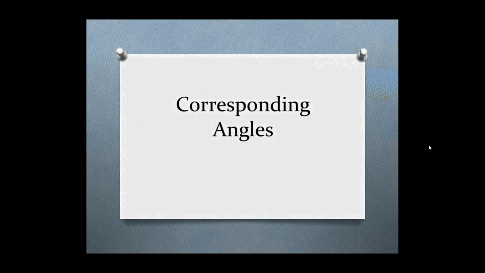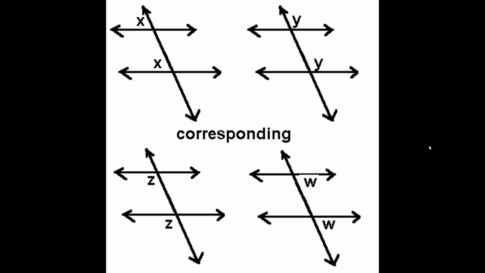Alright, we've reached our final lesson in identifying angle pair relationships. The last one that we need to talk about in detail is corresponding angles. Remember that these are the angles in the same relative position or in corresponding location. This slide shows the possible locations for a pair of corresponding angles.